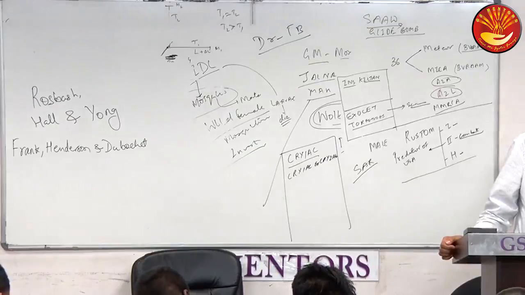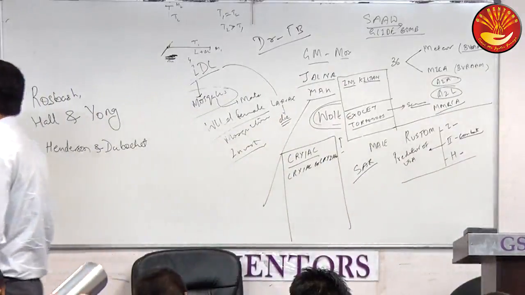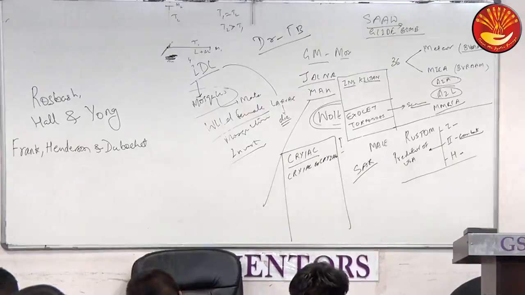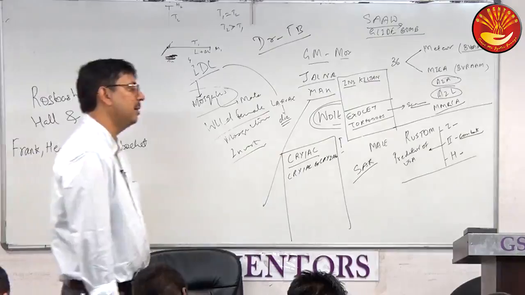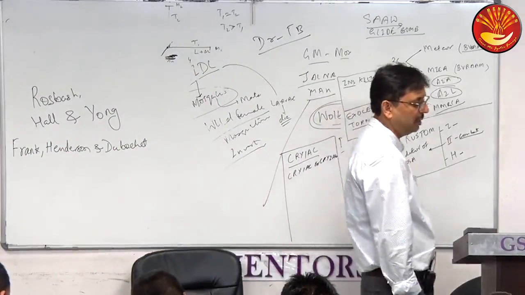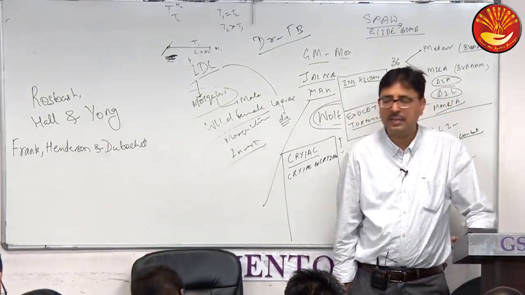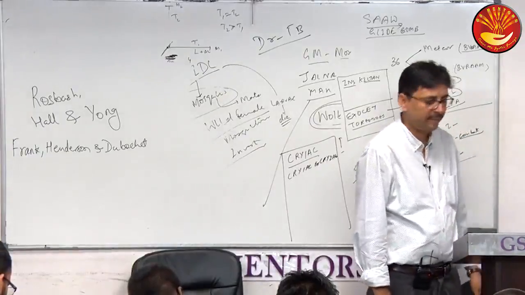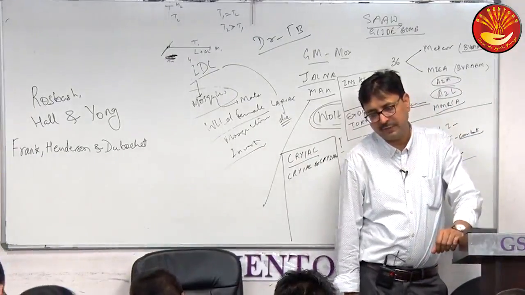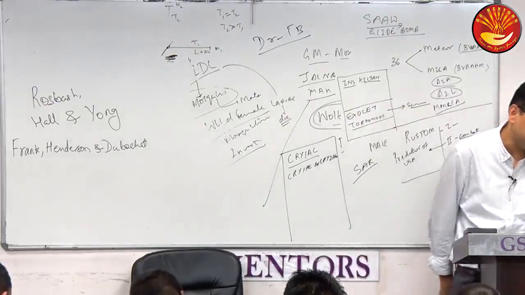Next is Rafale, not deal. Rafale. It is MMRCA, medium multi-role combat aircraft. By 2019, French government will give 36 of these aircraft.